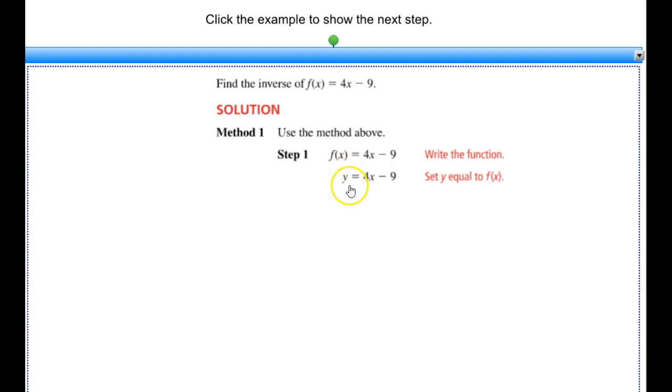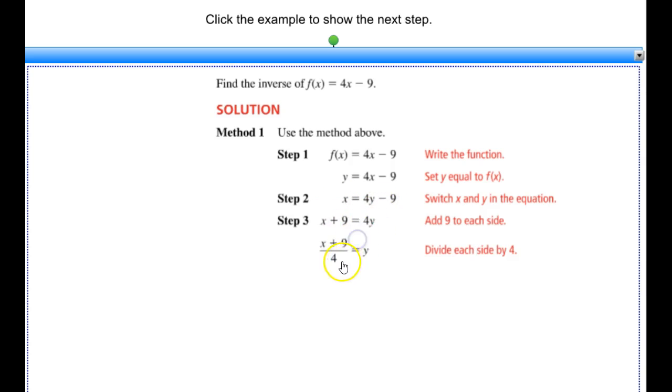substitute my f of x for y. So then I want to switch my x and y around. So now I have x equals 4y minus 9. So now I'm going to solve for y. So I add 9 to both sides and then divide by 4. So my inverse function is (x plus 9) divided by 4, or 1/4 x plus 9/4, right?